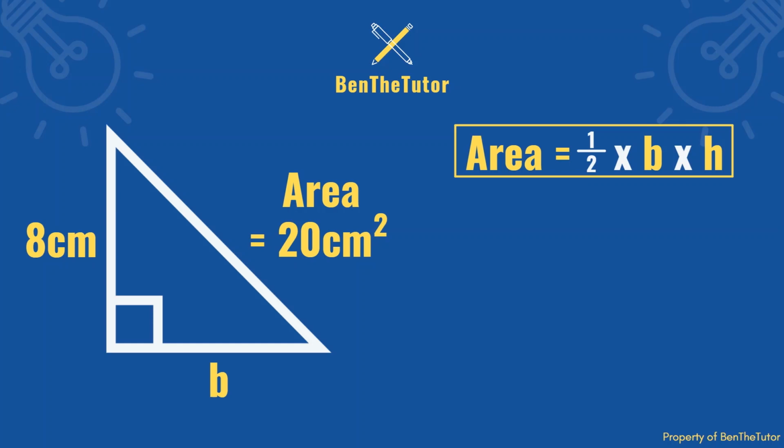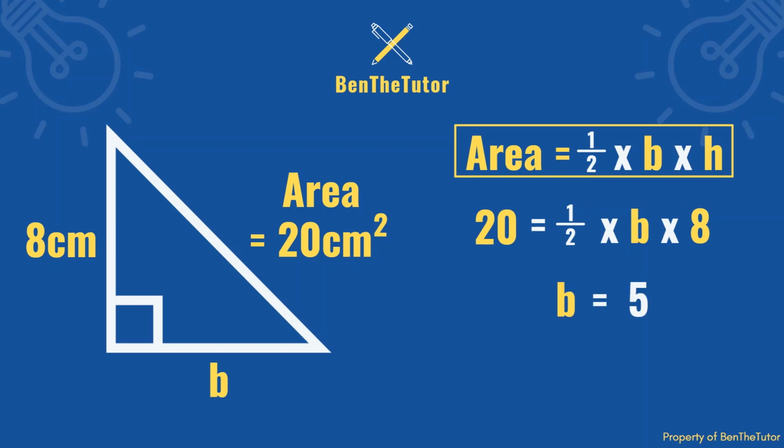Then we sub in the values that we know, so we've got 20 is equal to half multiplied by B multiplied by the height, which is 8. We then solve to get B is equal to 5 simply by multiplying the half by 8 to get 4 and dividing our 20 by the 4 to get 5. So we get B is equal to 5, and again remember the units, which is 5 centimetres.